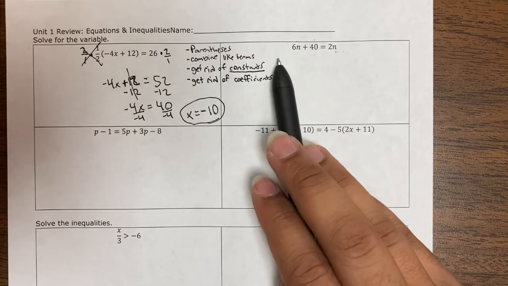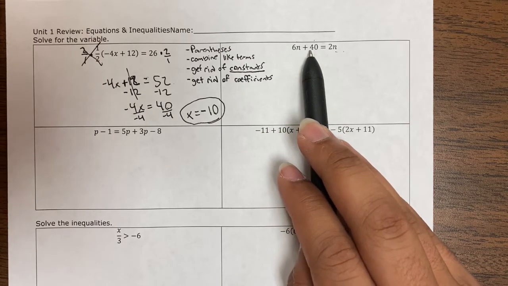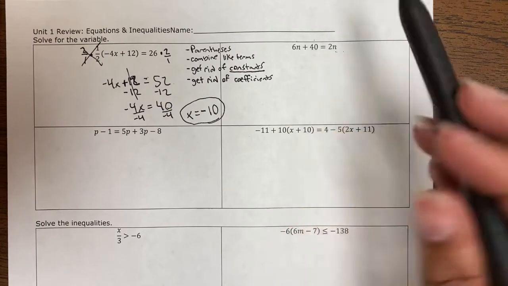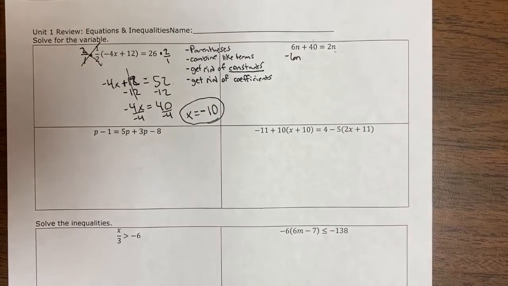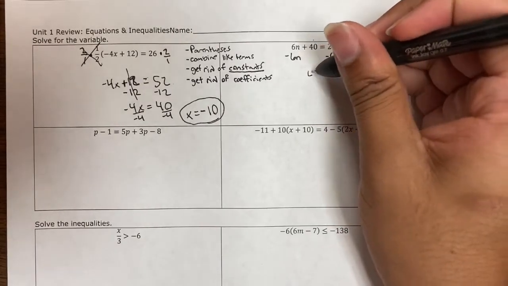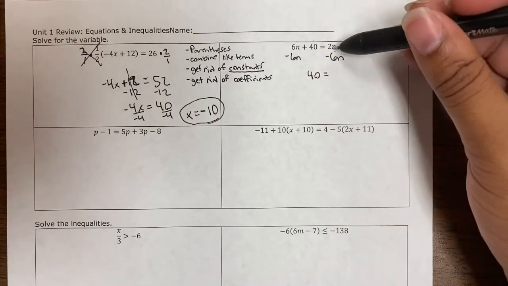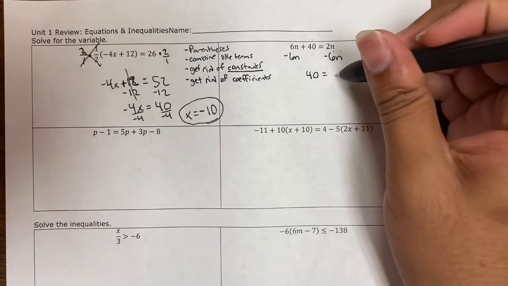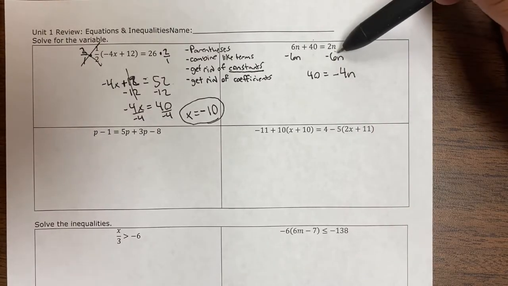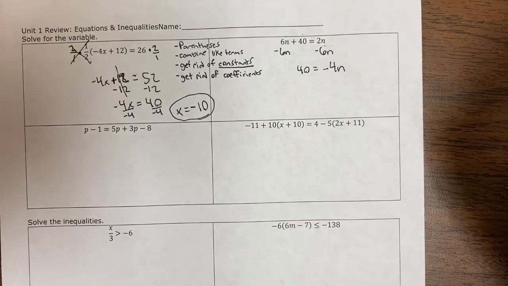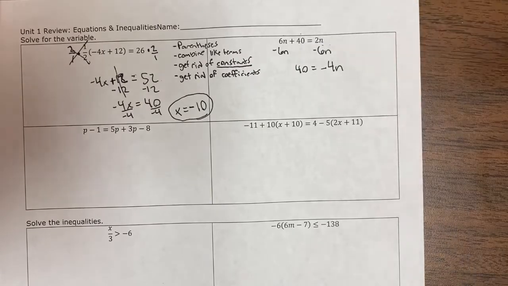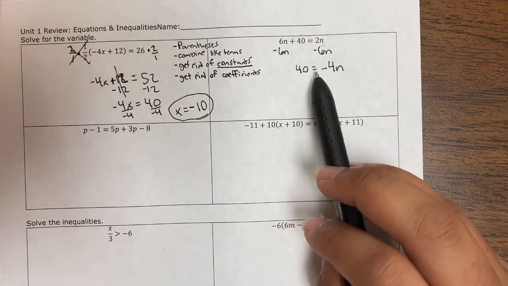So what I'm going to do is subtract 6n from this side because I want to get the number by itself and I want to get the variables over to the other side. But what I do to one side, I have to do to the other. So now I'm left with 40. And 2n minus 6n is going to give us negative 4n. And remember, the reason why I moved this variable over to this side is because I want to get all of the variables on one side and all of the constants on one side. It didn't matter which order I went in. I just wanted to get them on opposite sides. So now I have 40 equals negative 4n.